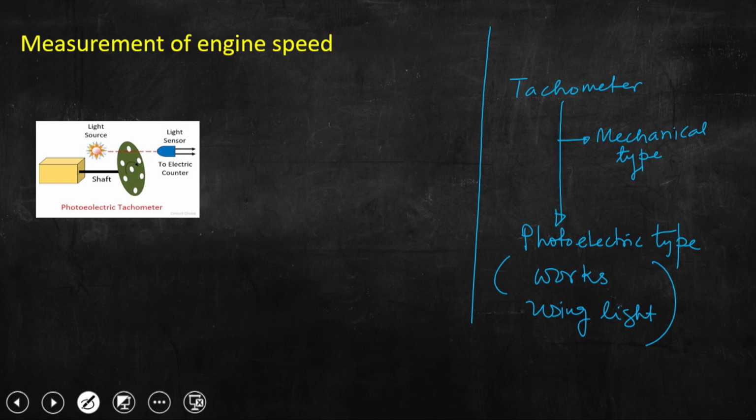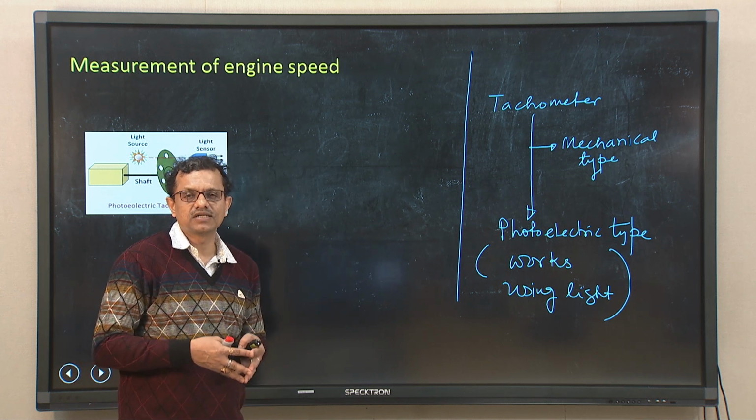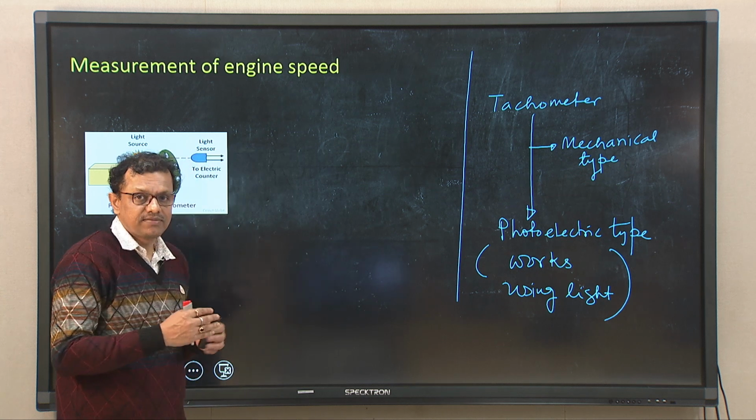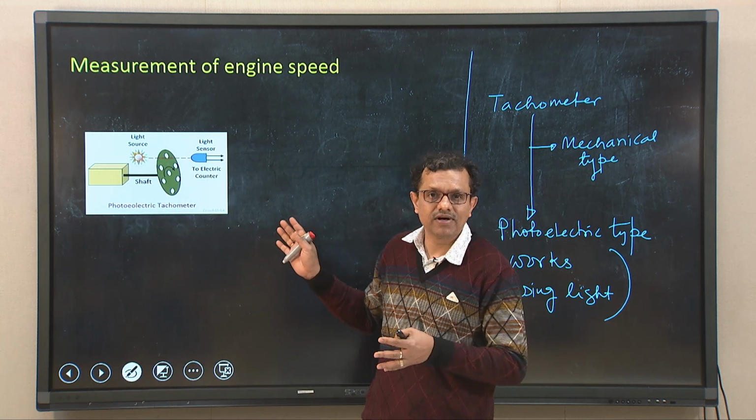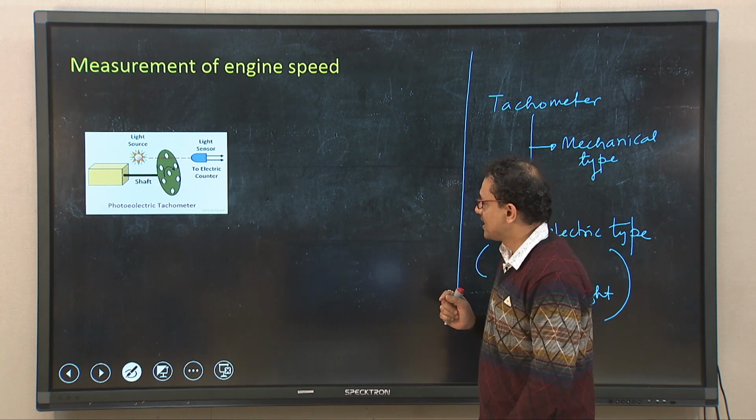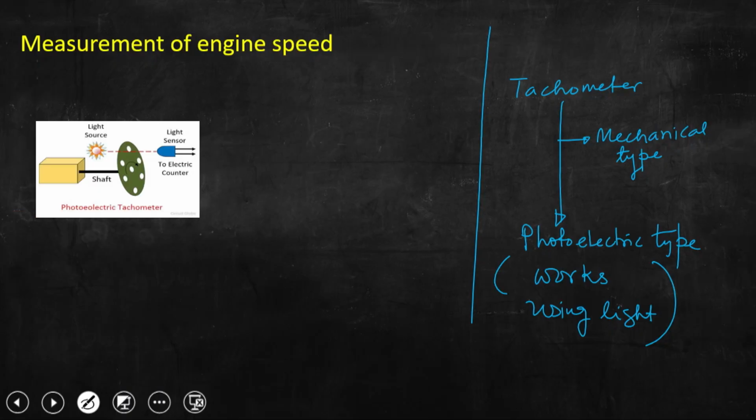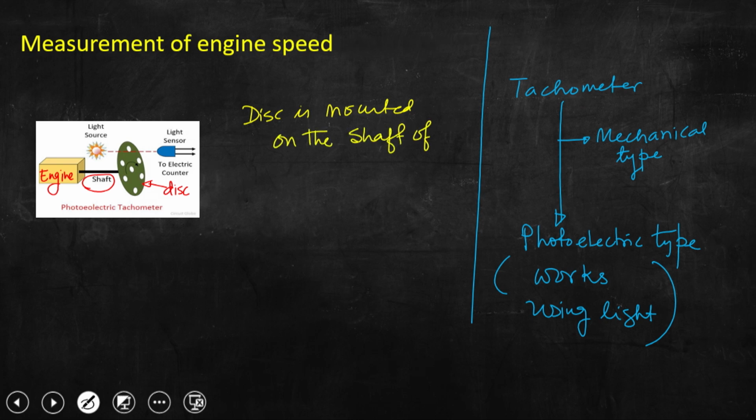So, if we look at the schematic depiction of this particular device, which is used to measure the speed of the output shaft of the internal combustion engine, let us now discuss the procedure of measuring RPM using this device. What you can see from the schematic depiction is that this is essentially the engine block, and the shaft of this engine is connected to this disc. This disc is not an ordinary disc, rather this disc is opaque. So, the disc is mounted on the shaft of the engine.